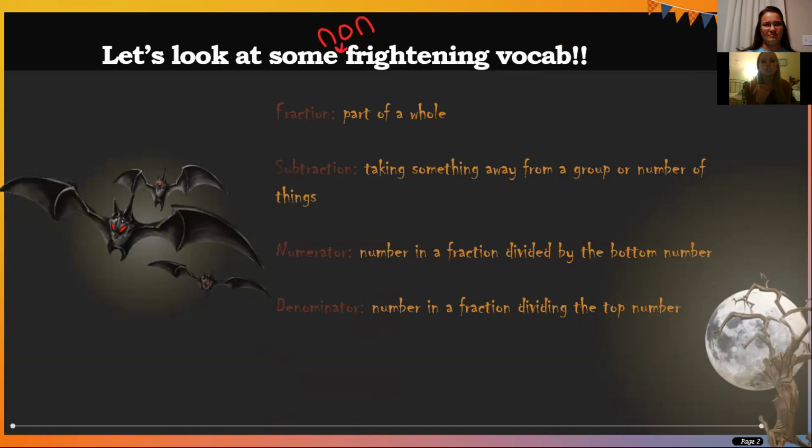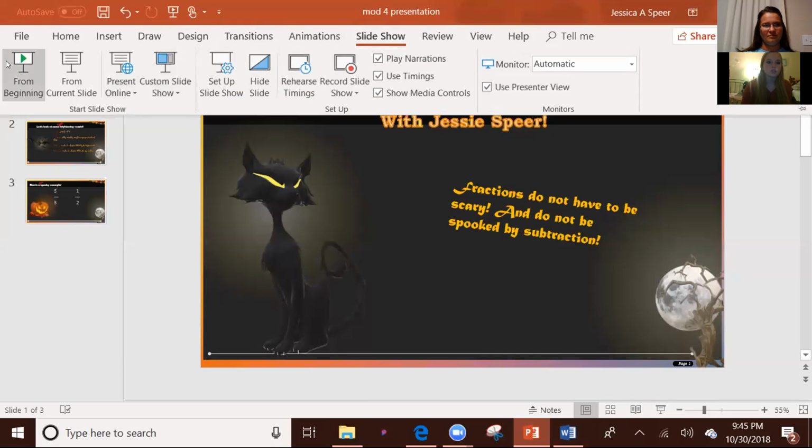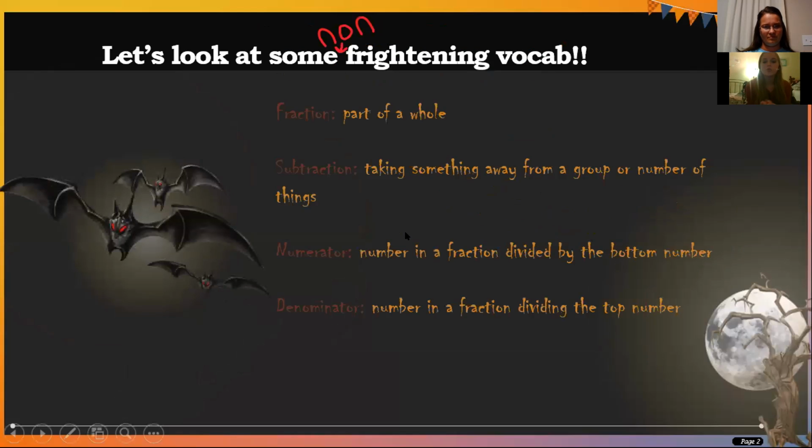A fraction is a part of a whole, so it's just part of it, not the whole thing. Subtraction is taking something away from a group or a number of things. Those vocab words you should be familiar with. They're pretty easy. Then we're going to talk about the numerator and the denominator. The numerator is the number on top of the line in a fraction, and the denominator is the number on the bottom.